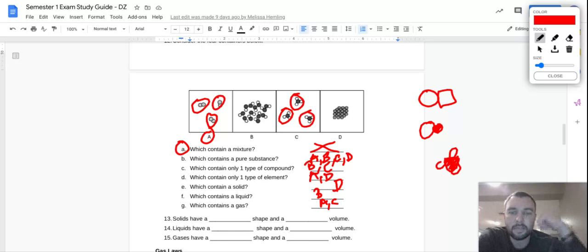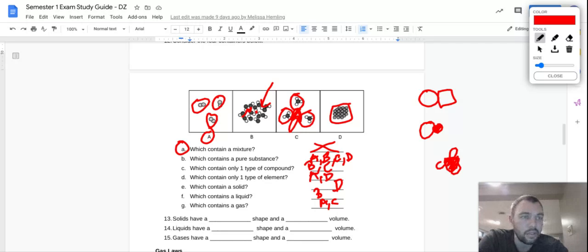So really, the solid, liquid, and gas has nothing to do with what the actual particles look like. Solid, liquid, and gas you can only determine in a picture based on how they're arranged. These are tightly packed. These are spread out. These have a little bit of room in there. All right, so solid, liquid, and gas really is how they're arranged. Element, compound, and mixture is really what they're made of.